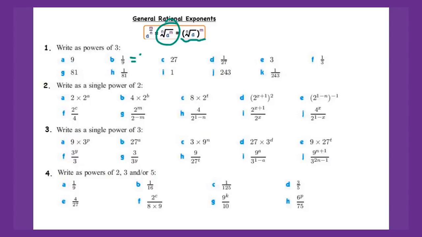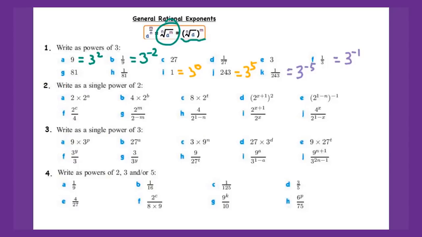For 1 over 9, I can write 3 to the negative second power, because 9 is 3 squared. For 1, I can write 3 to the 0 power. 243 is 3 to the 5th power. Therefore, for 1 over 243, I can write 3 to the negative 5th power. For 1 over 3, I can write 3 to the negative 1st power.